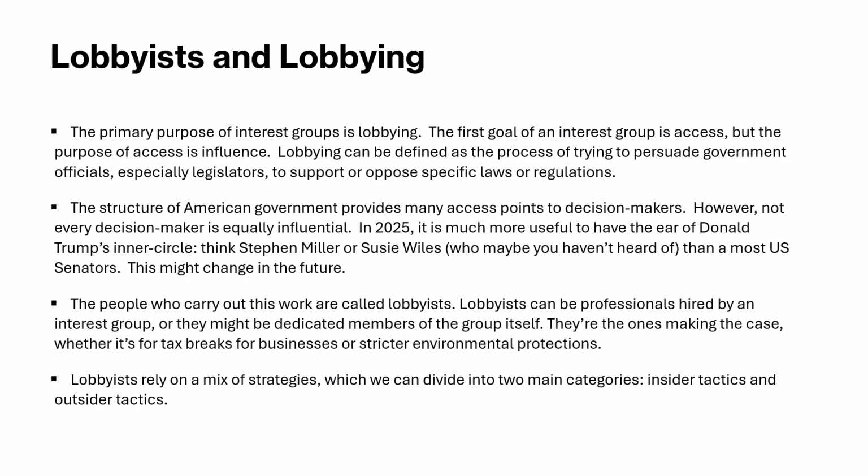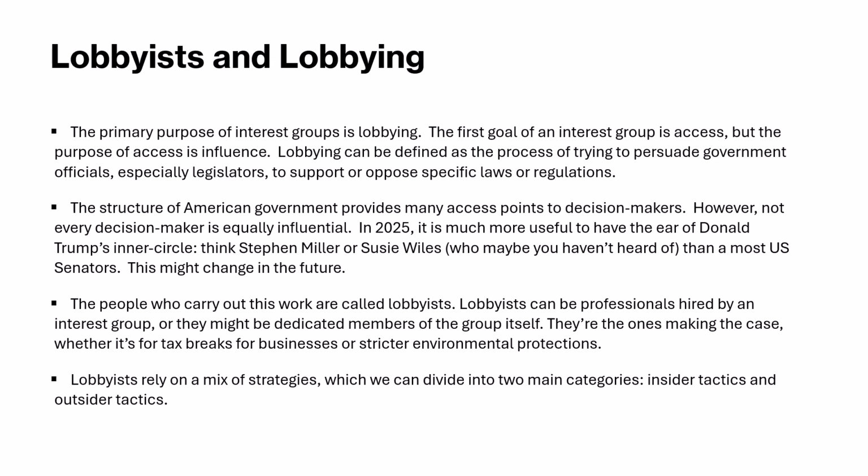So what do interest groups do? Well, the primary purpose of interest groups is lobbying. The first goal is access, but the purpose of access is influence. Lobbying can be defined as a process of trying to persuade government officials, especially legislators, to support or oppose specific laws or regulations. The structure of American government provides many access points.